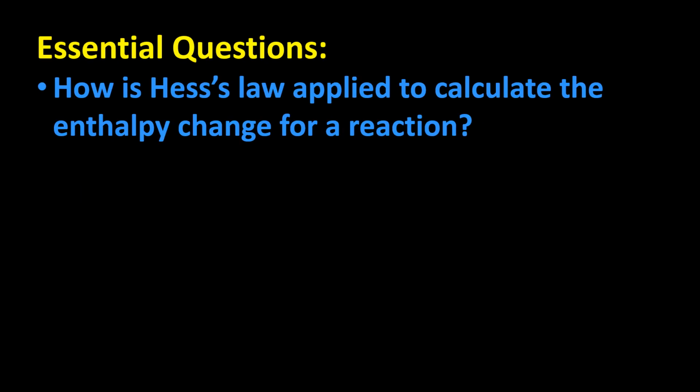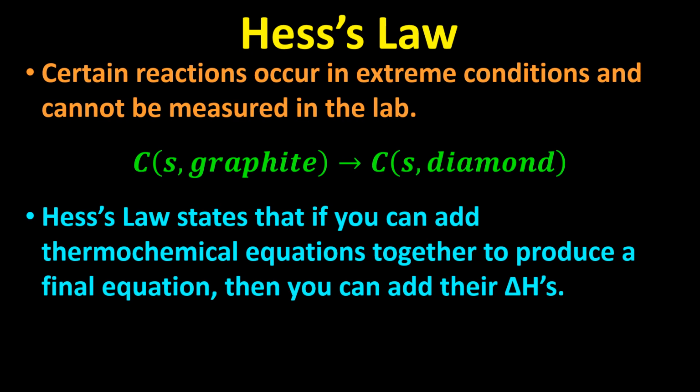So the essential question that we're going to focus on for today is, how is Hess's law applied to calculate the enthalpy change for a reaction? So certain chemical reactions occur in extreme conditions, or they are just messy, and it is very difficult to measure heat related to these reactions. So there is a way to calculate it, okay? So Hess's law states that if you can add thermochemical equations together to produce a final equation, then you can also add their delta H's together.